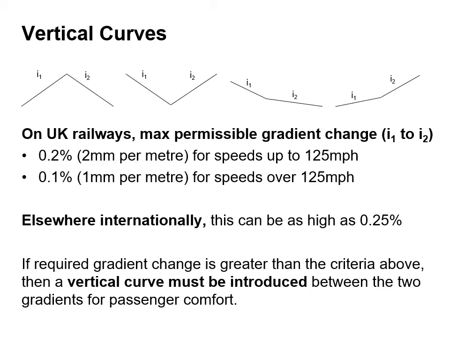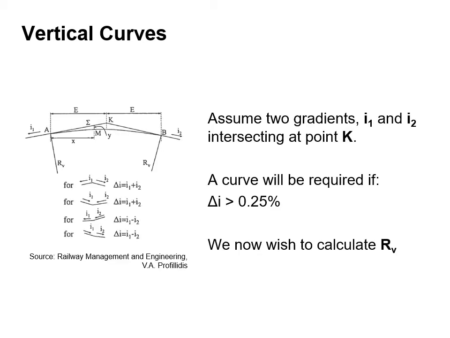So for vertical curves in the UK, there's a maximum permissible gradient change. This is shown as 0.2% or 2 millimeters per meter for speeds up to 125 miles per hour, and 0.1% or 1 millimeter per meter for speeds over 125. So we have two gradients, I1 and I2, intersecting at point K. A curve will be required if this change in gradient is greater than 0.25%. So then we'll have to calculate the radius, the vertical radius, R subscript V.